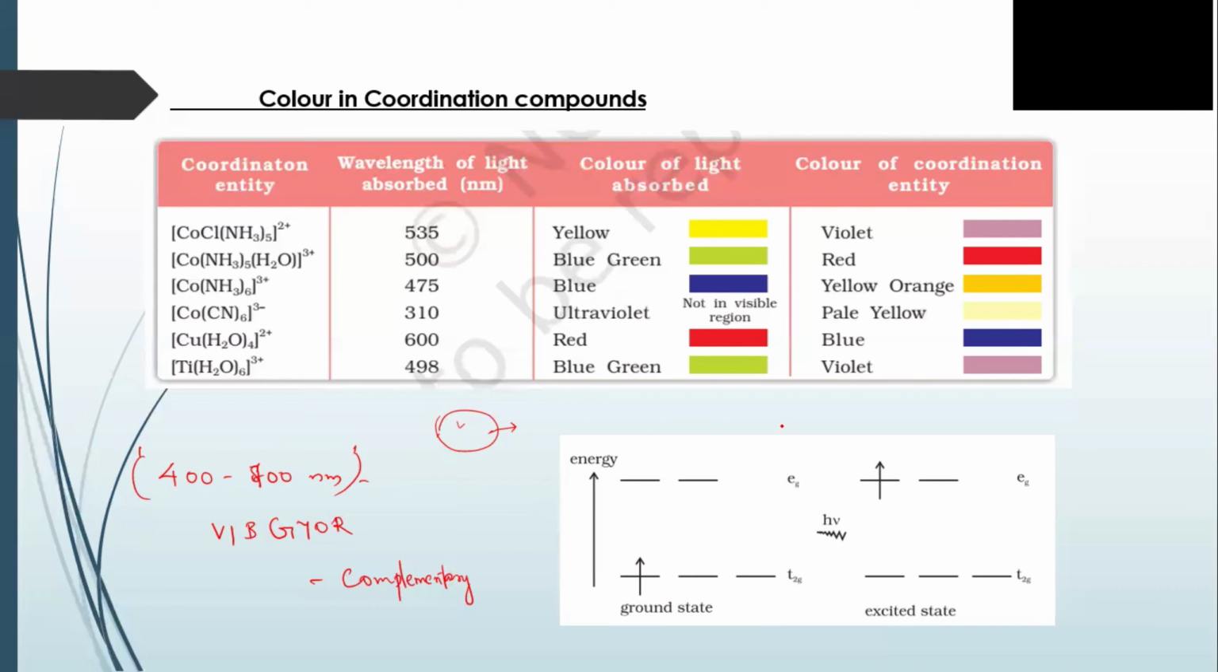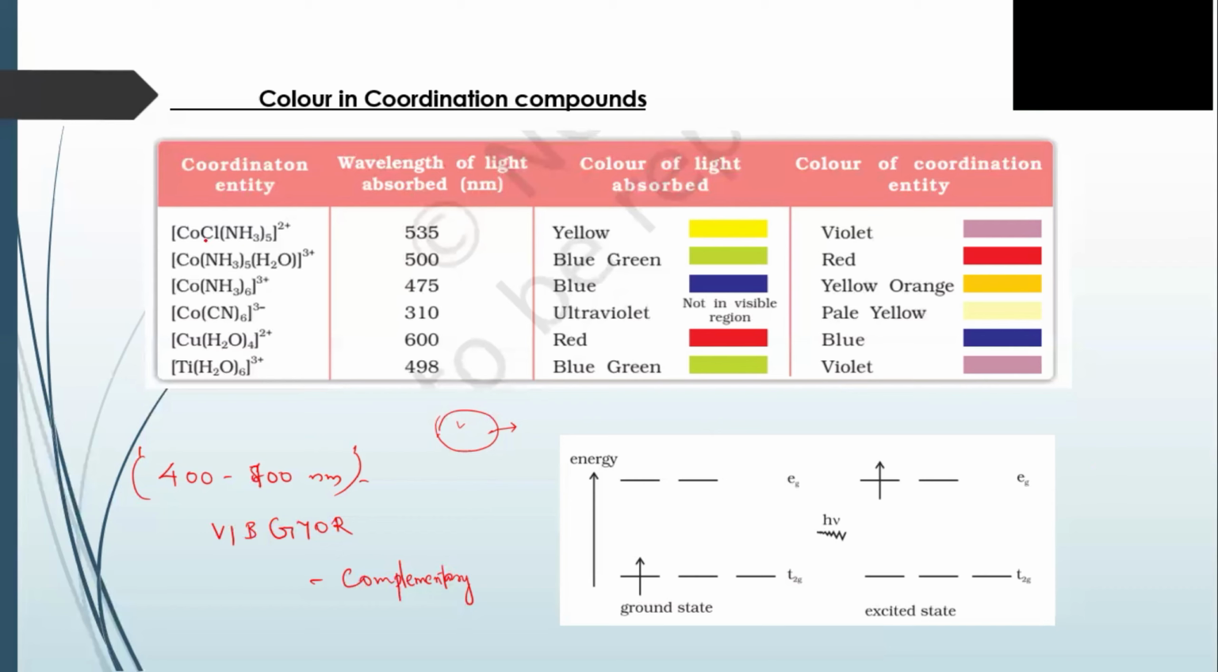So the crystal field splitting energy for most of the complexes is in the range of the visible region of the electromagnetic spectrum. So that's why most of the complexes are colored and highly colored. So this is how the crystal field theory is explaining the color of coordination complexes.